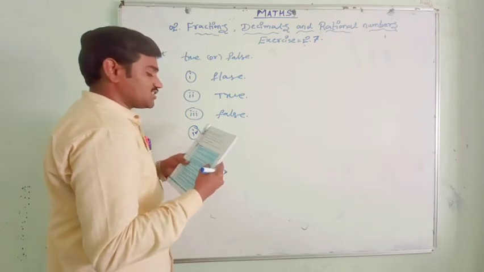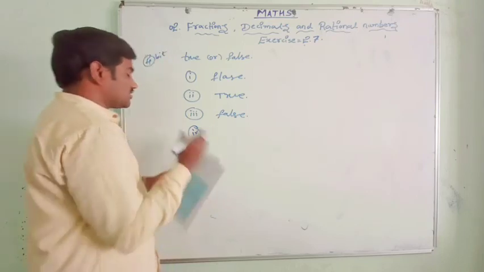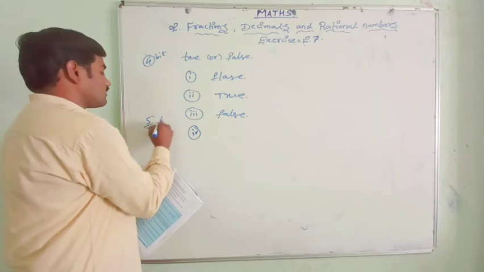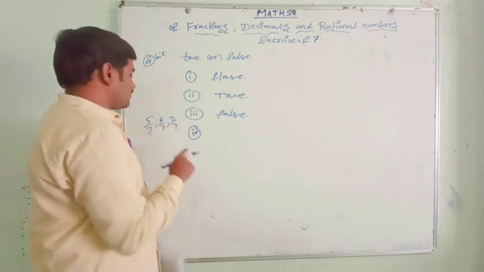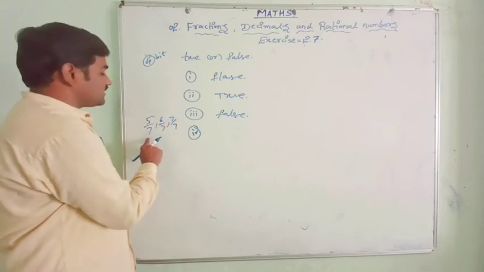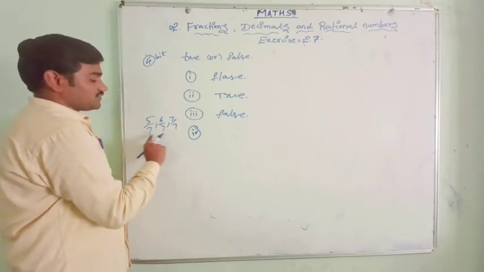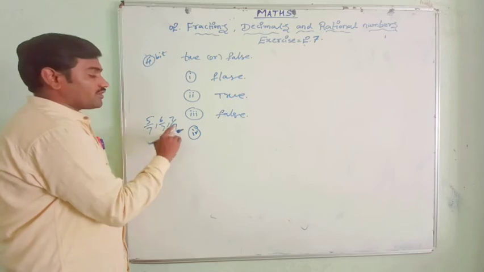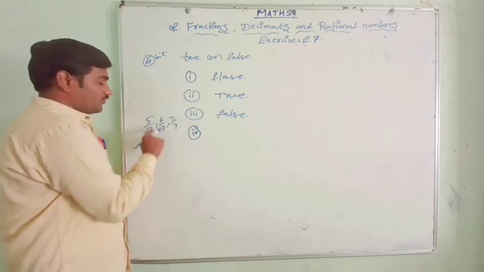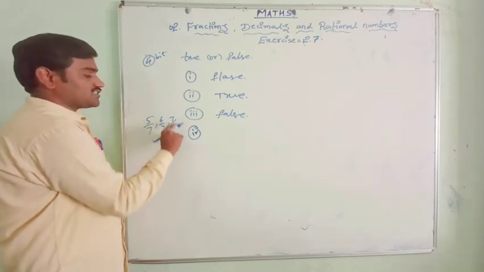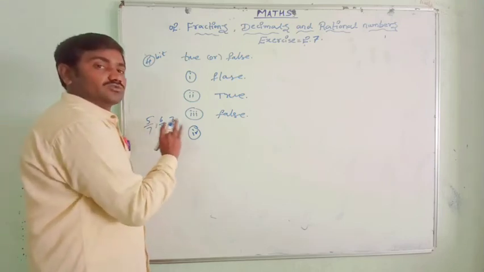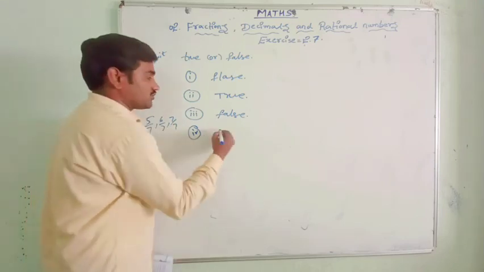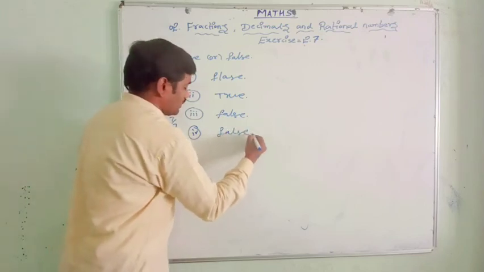Here 5 by 6, 5 by 7, 6 by 7, 7 by 7. Are these equivalent rational numbers? No, they are not equivalent rational numbers, because these three fractions have no same value. If you cancel 5 by 7, 6 by 7, 7 by 7, you will not get the same value. So they are not equivalent rational numbers. So it is a false statement.